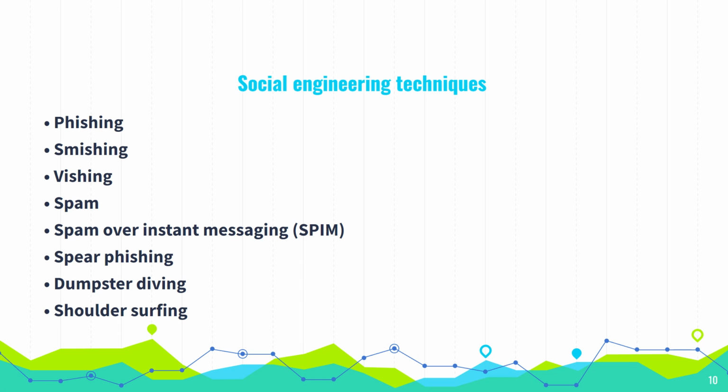We have phishing, which is getting the user's information through email. Smishing is the same thing, but through SMS, which is text. Vishing is voice, same thing. Spam, self-explanatory. Spam over instant messaging, self-explanatory. Spear phishing specifically attacks certain people, like people that have power or are the target of what you need, and this can be system administrators and such.